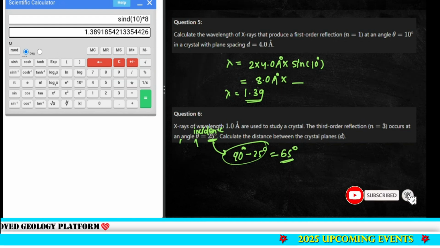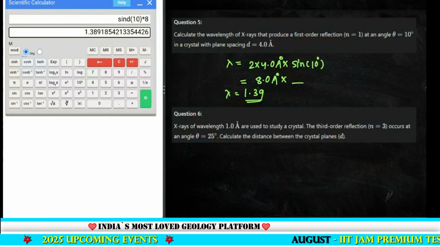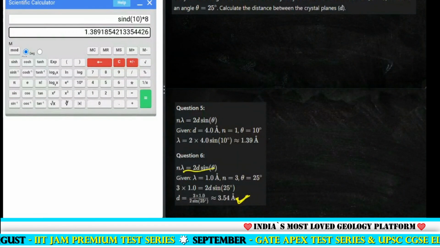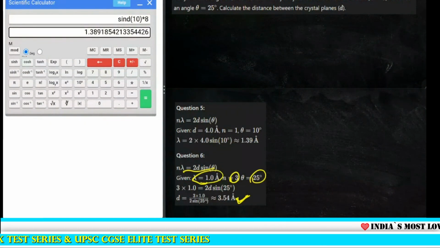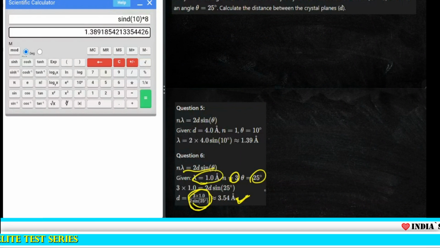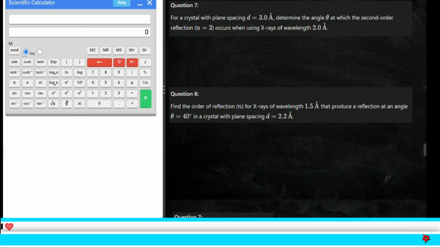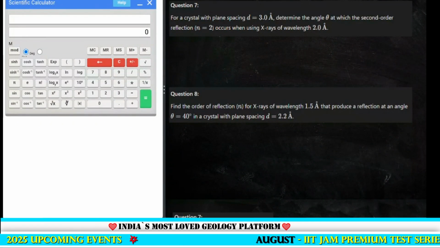Okay, what is the question asking? 3.5. Okay. n lambda equals 2d sin theta, lambda is already given, n is equal to 3, 25 degrees. Simply by solving this one, you can easily find that it will be 3.54 degrees. Question number 7. d is already given. Theta is asked, and n is equal to 2.